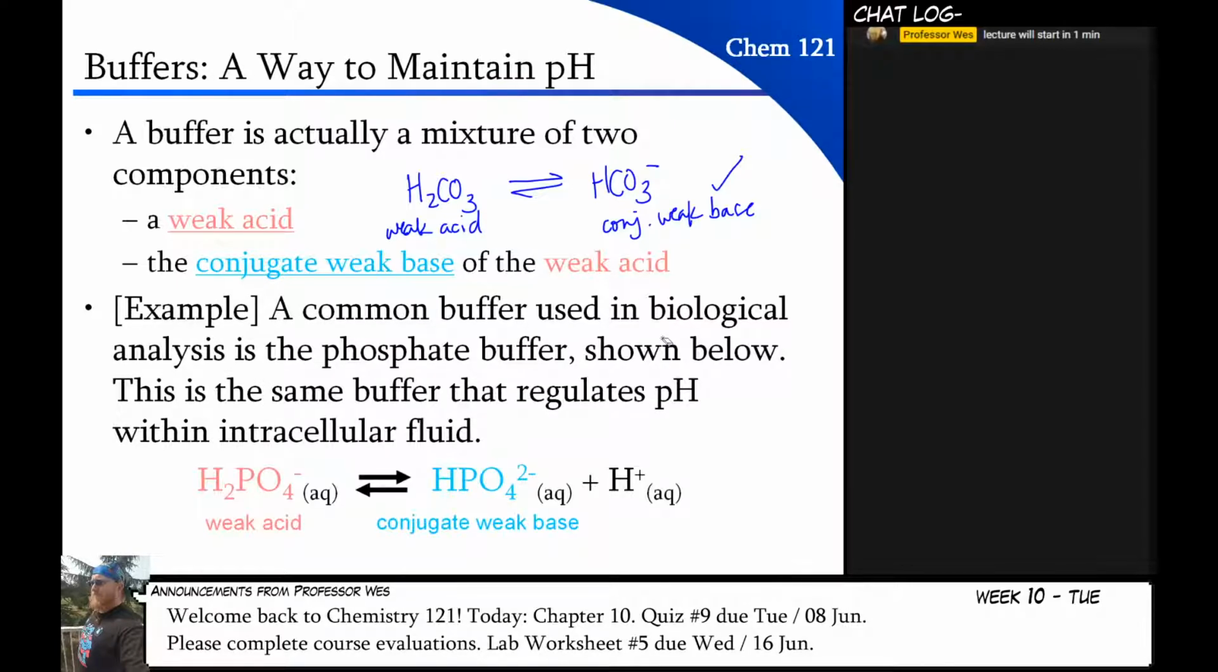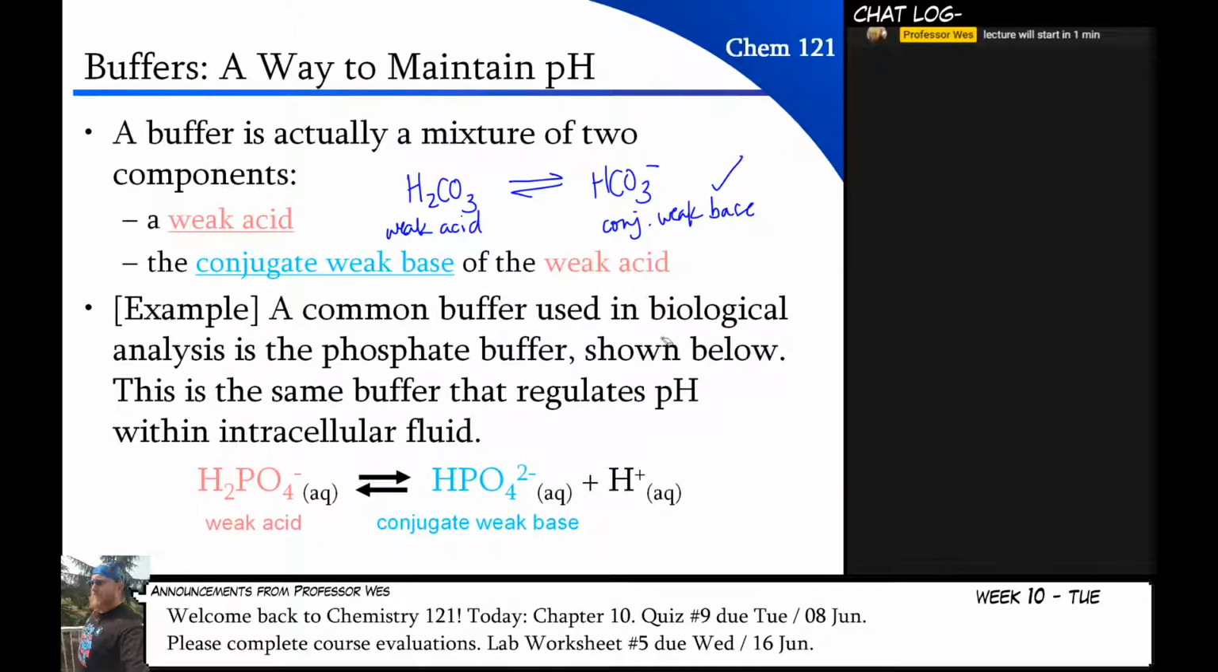Here's a common buffer that is used in biology. This is called the phosphate buffer. This is the buffer that regulates pH within your cells, keeping them at about a pH of 7.35.